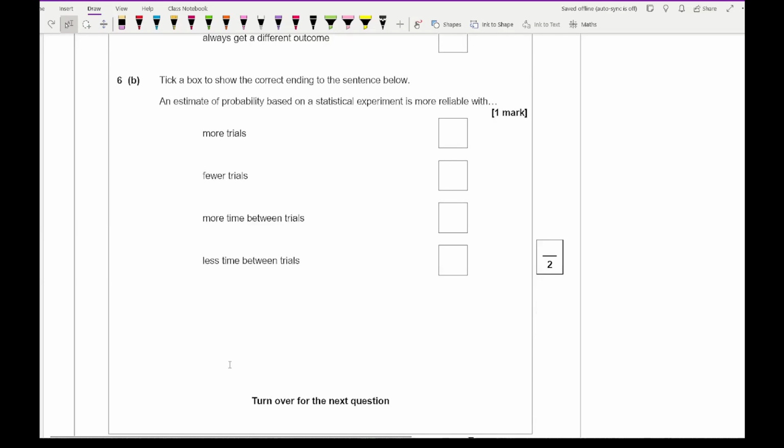For 6b, it says tick a box to show the correct ending of the sentence below. An estimate of probability based on a statistical experiment is more reliable with, and the correct answer you want to pick here is the very first one, with more trials. So the more times you do something, the more accurate your statistical calculations are going to be.